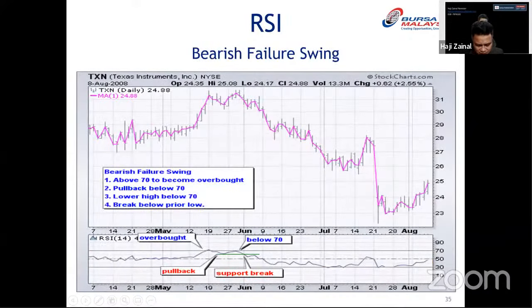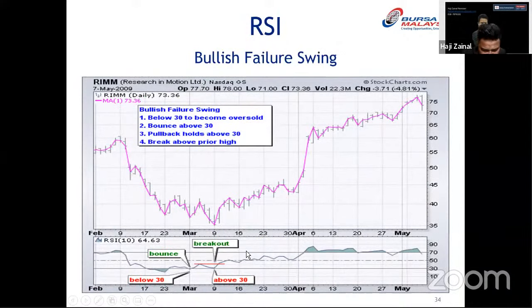For example, you look at here. You can see this is the 50 line. When the RSI drops below 50, this is bearish. You can see it's bearish all the way, and it is bullish here, then turns down again, bearish. Still bearish. So you can see that the RSI will tell you whether it's bullish or bearish.